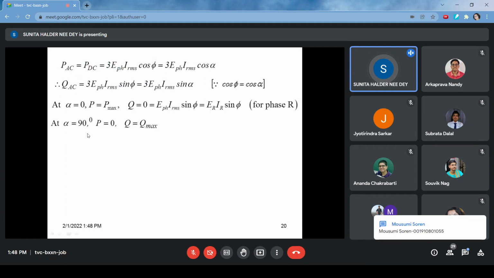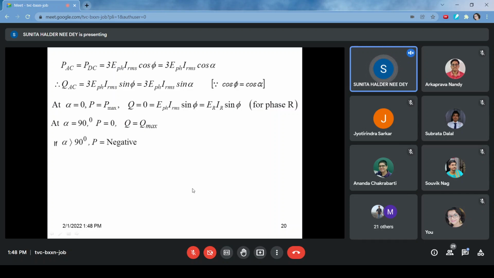Now, similarly, at alpha equal to 90 degree, there will be no real power. Obviously, we shall never reach this situation. Then there will be total reactive power consumption of the circuit on the AC side. We shall never reach that situation. And when alpha is greater than 90 degree, P is negative.